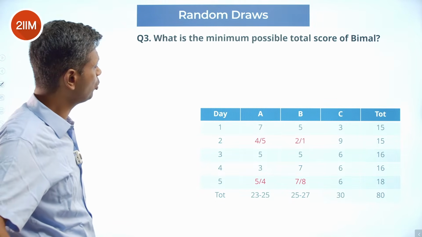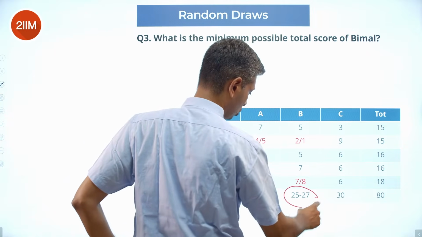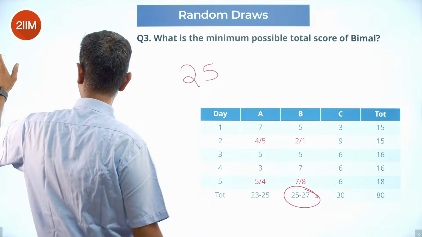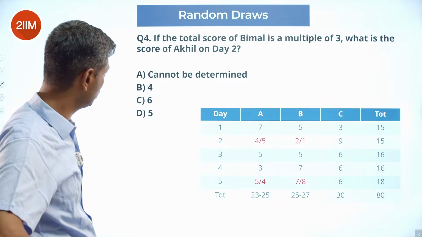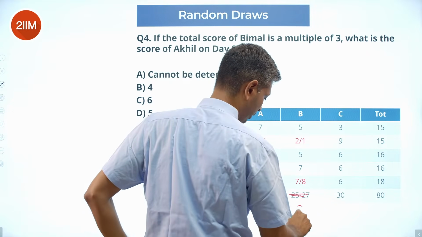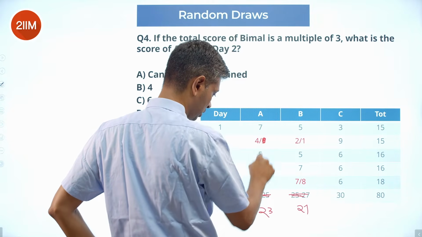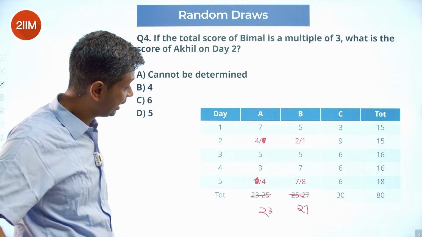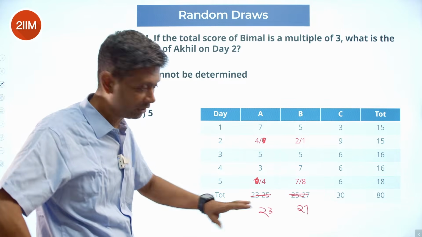What is the minimum possible total score of Bimal? 25 to 27 is his overall possibility. Minimum is 25. The total score of Bimal is a multiple of 3. What is the score of Akhil on day 4? Multiple of 3. That means this is 27. That means this is 23. That means this should be the smaller number. This should be the smaller number. You should put 7 plus 4, 11 plus 5, 15 plus 3, 18, 11, 16, 19, 23.